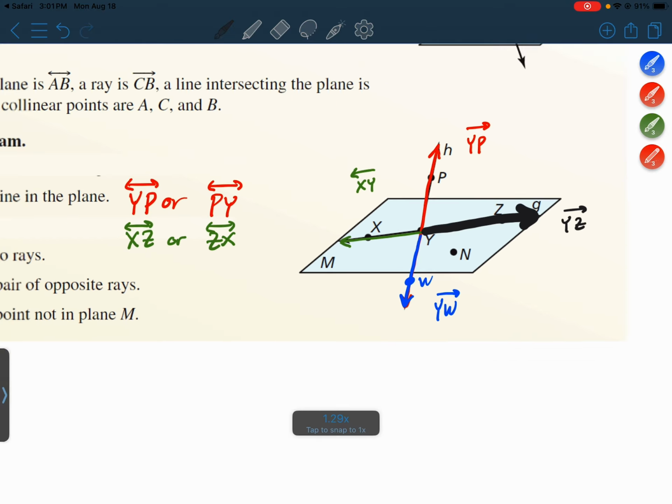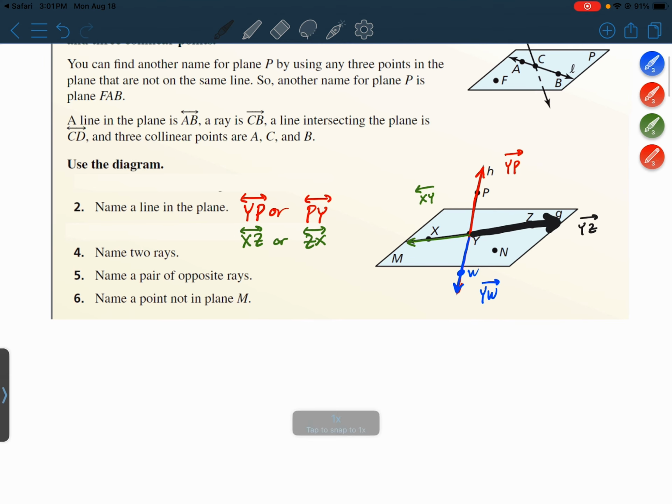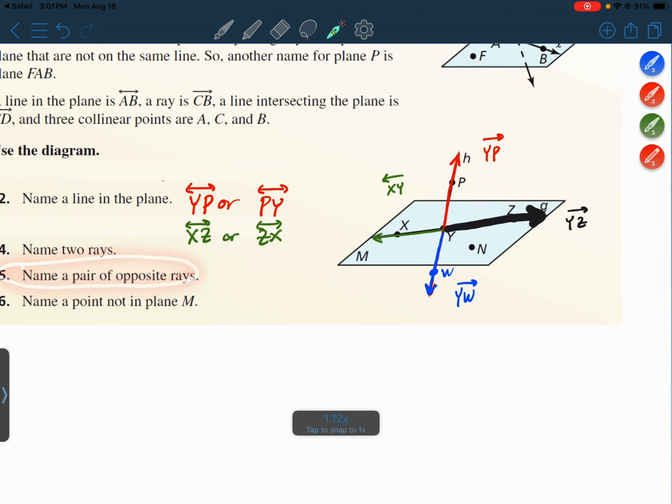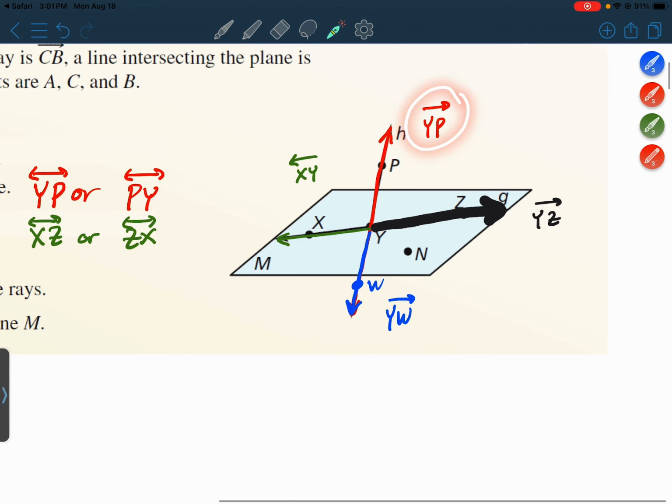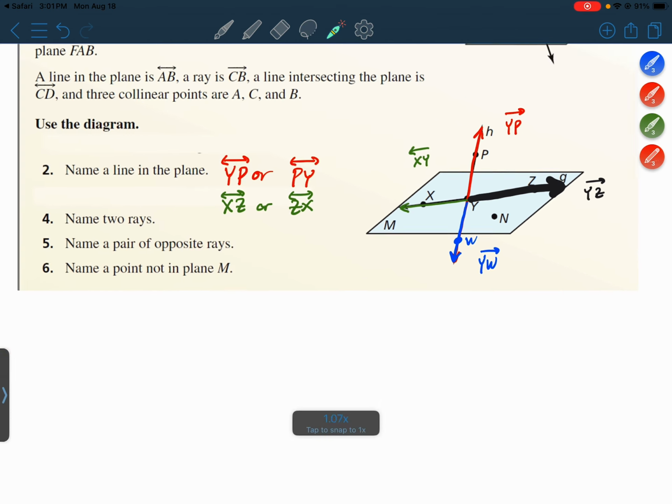All right, number 5, name a pair of opposite rays. Well, the red and the blue are opposite, right? One goes up, one goes down. And the green and the black are opposite rays, right? They point in exact opposite directions.